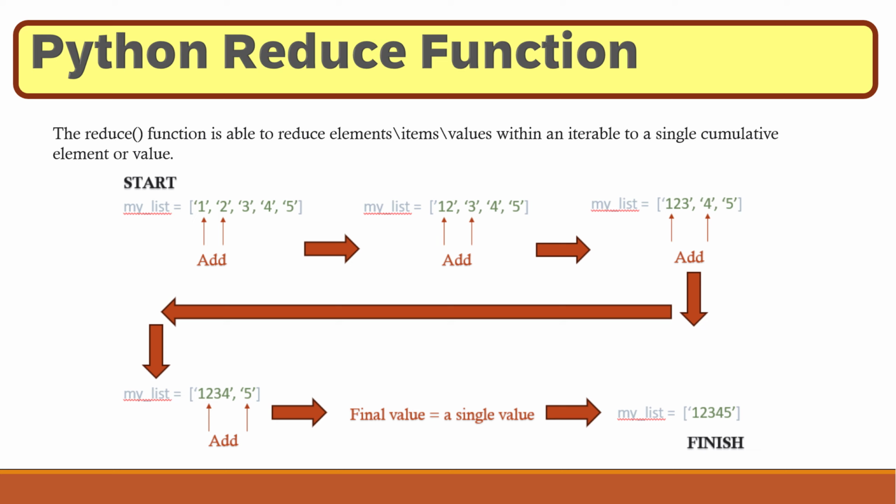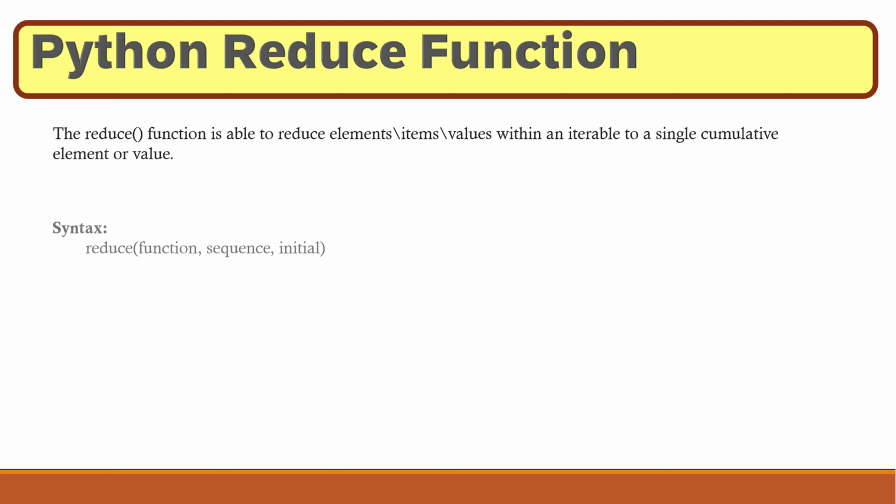So let's say the iterable is a list. It will start on the left of the list, on the first two elements or items, and it does its process, whatever the process is. In this case, it's adding them together, and it repeats the same process until there is only one value left. And then the result is returned and printed to the console. And here is the syntax.